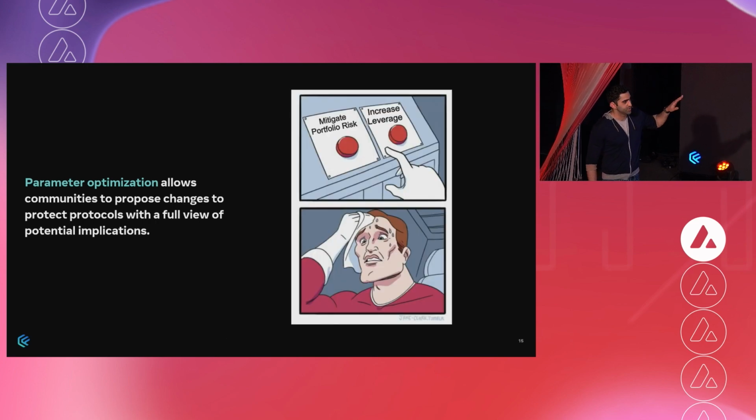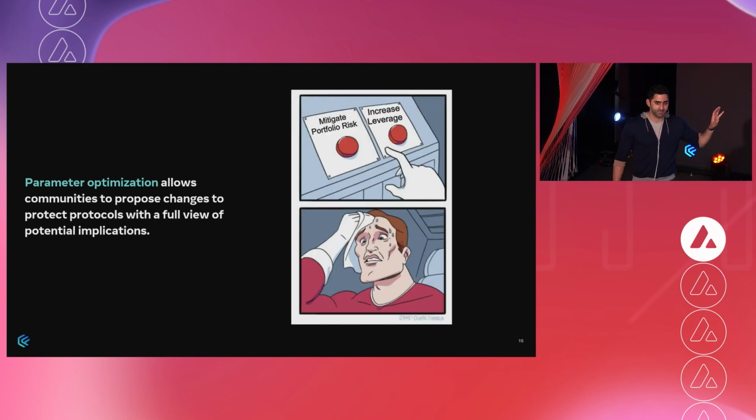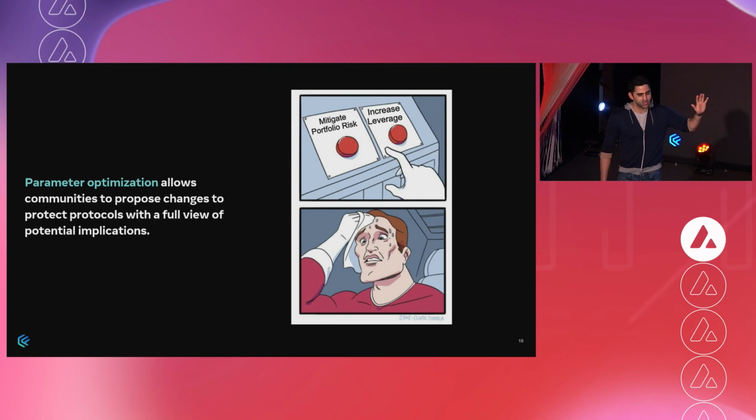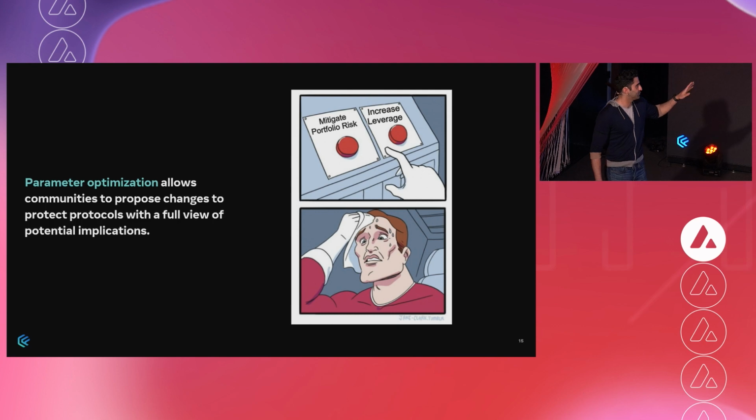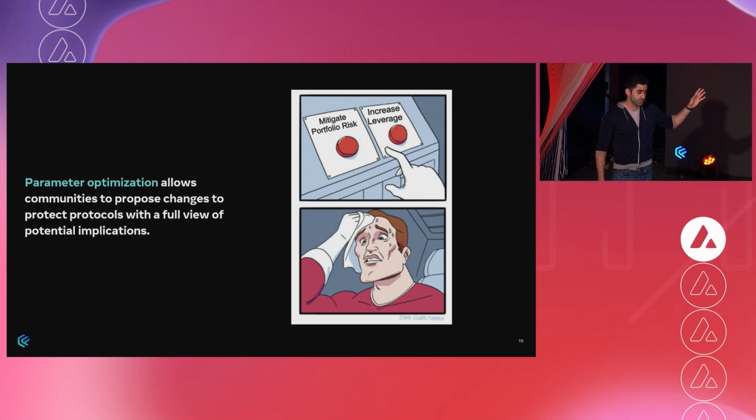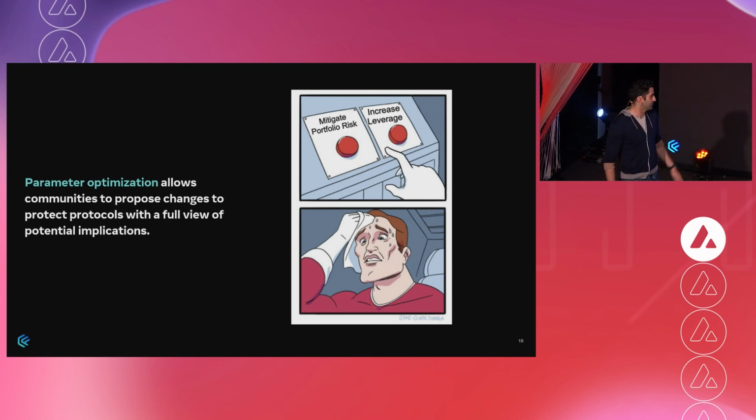So to recap the whole parameter optimization question, usually it all boils down to making a choice between mitigating our portfolio risk from a protocol or from a user perspective, or increasing leverage, the ability to maximize capital efficiency.